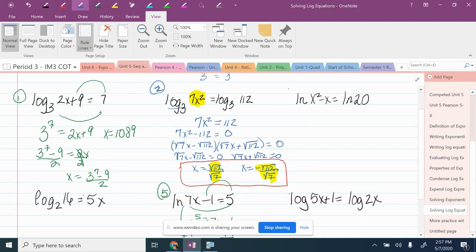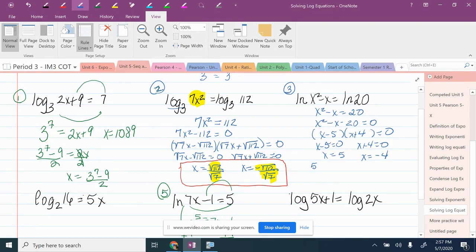Okay, we'll move on to number 3 because that looks suspiciously like number 2. I have natural log, so then I can just take x squared minus x equals 20. This time I don't have a choice on how to solve this. I have to move everybody over to one side and factor. And then I'm going to apply my zero product property. And I want to check each of my solutions.